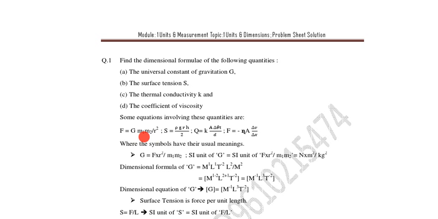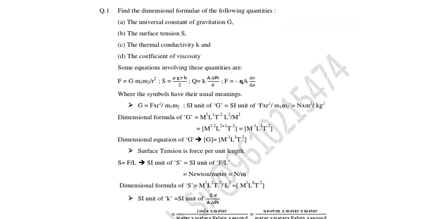Now to determine the dimensional formula for G, you first arrange this equation in this form: G is equal to F into r square divided by m1 m2. Now write on both sides: SI unit of G is equal to SI unit of this quantity. SI unit of force is Newton, SI unit of distance is meter, and for mass, kilogram into kilogram, you will get kilogram square. So SI unit of G is Newton into meter square divided by kilogram square.